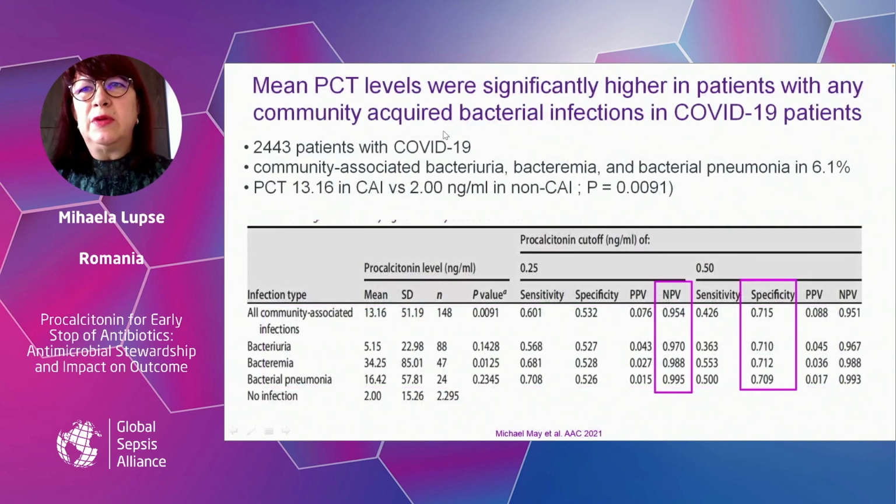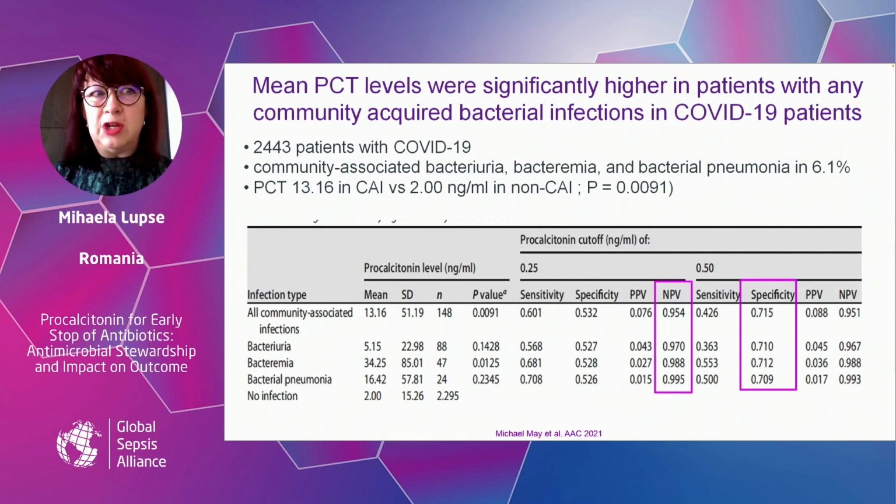If we discuss COVID-19, we know that we used a lot of antibiotics for patients with COVID-19. Actually, Michael May published a study in 2021 in which he included almost 2,500 patients with COVID-19. These patients were followed for bacterial complications such as bacteriuria, bacteremia, and bacterial pneumonia. And Michael May showed that only 6.1% of these patients developed community-acquired infections.